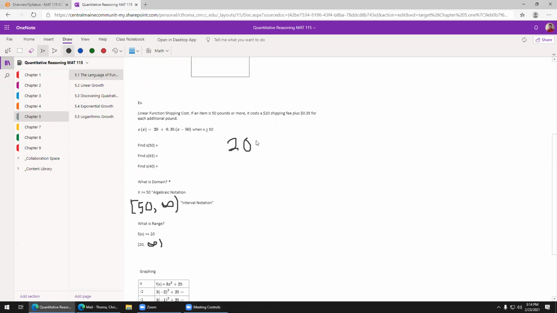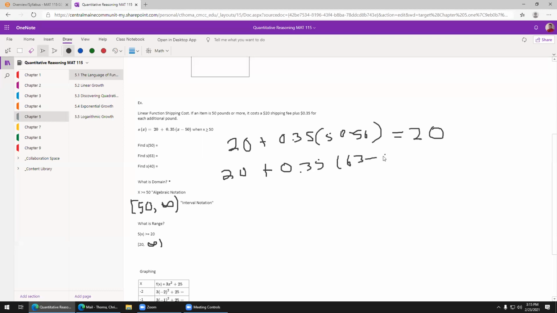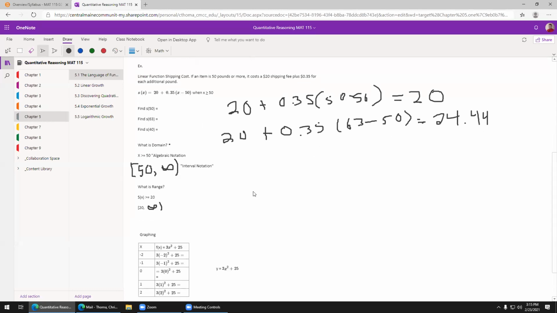I'm just going to put it down real quick in case people want to go back and look at my notes. 0.35 times 50 minus 50 equals 20, then 20, 63 minus 50. That was what, 24.44 if I remember correctly off the top of my head. Anyway, now you have your notes. Now they stay there. 24.55. Ah, thank you. 24.55.